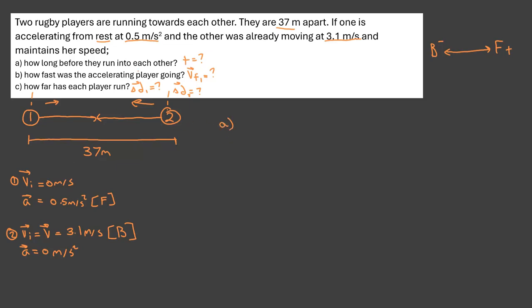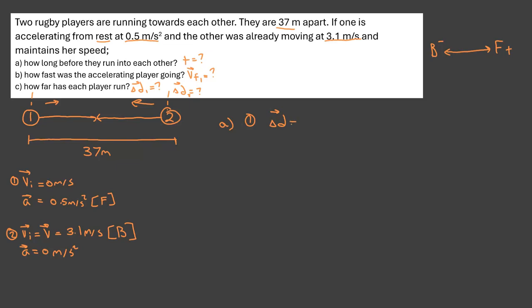Okay, now that we've got everything set up here, let's start by solving part A. So how long before they run into each other? What I'm going to do is set up two separate equations and then do some substitution and then solve for the time. So first I'll set up my equation for my first player, and I'm going to use this big 5 kinematics equation here.